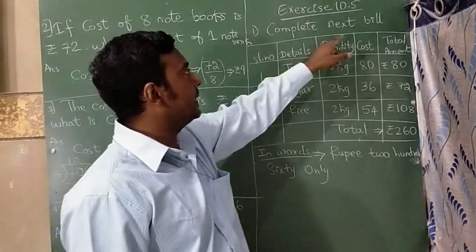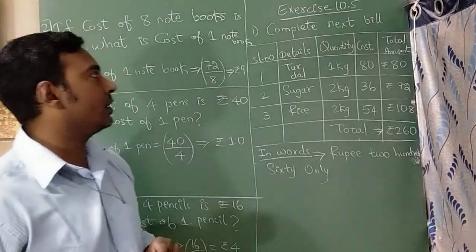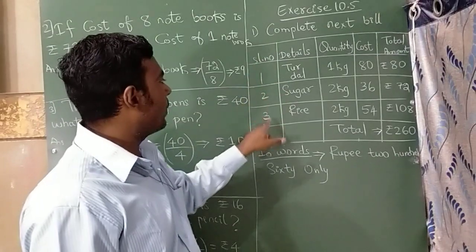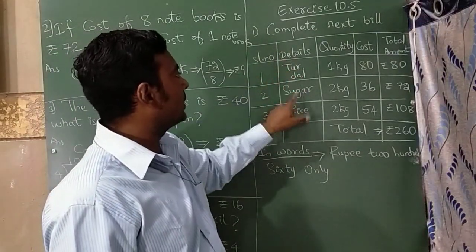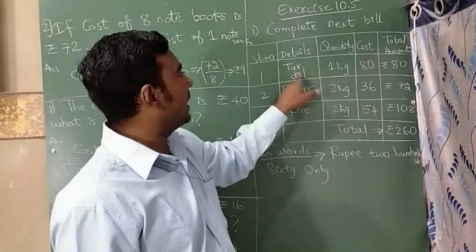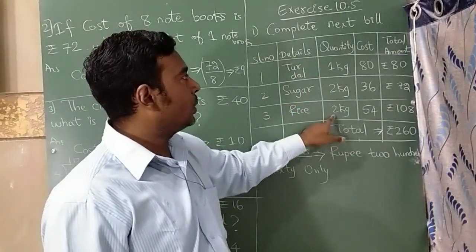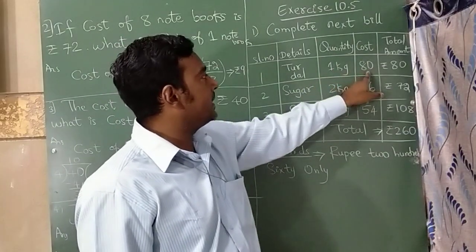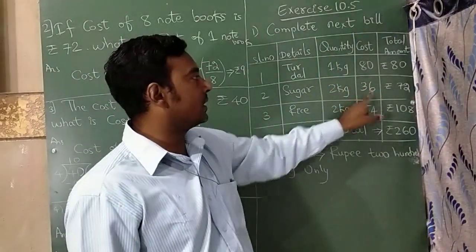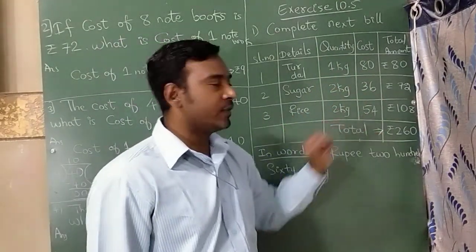Now you need to complete the next bill. You can check in your textbook. So serial number 1, 2, 3. Details are tur dal, sugar and rice. Quantity they have taken is tur dal 1 kg, sugar 2 kg, rice 2 kg. The cost for this is 80 rupees. The cost for sugar is 36 and the cost for rice is 54.